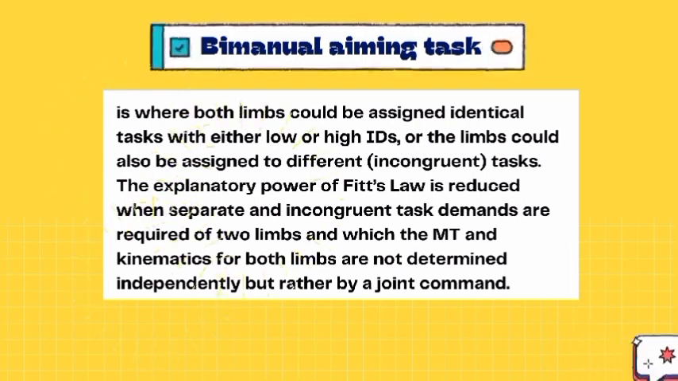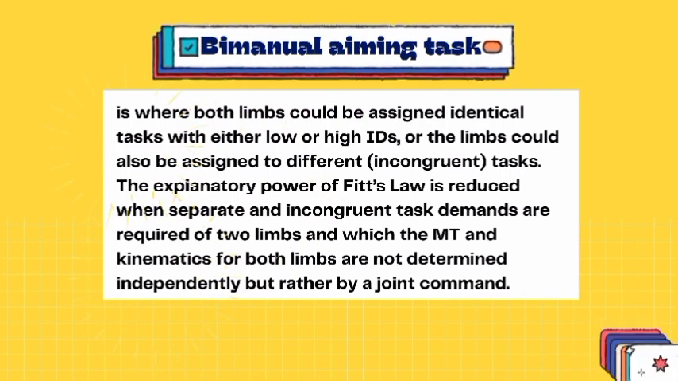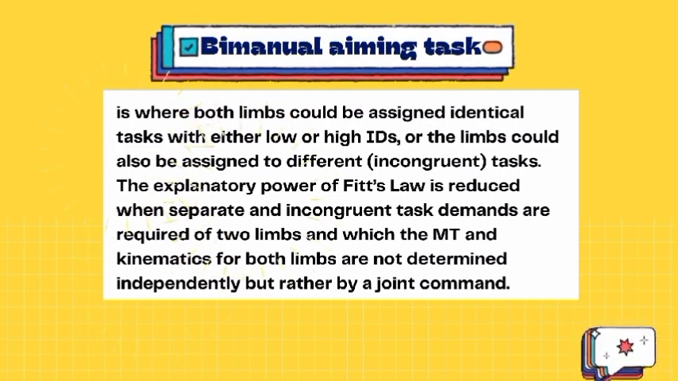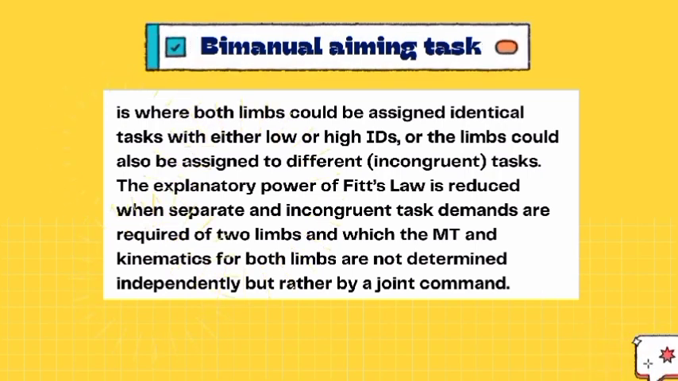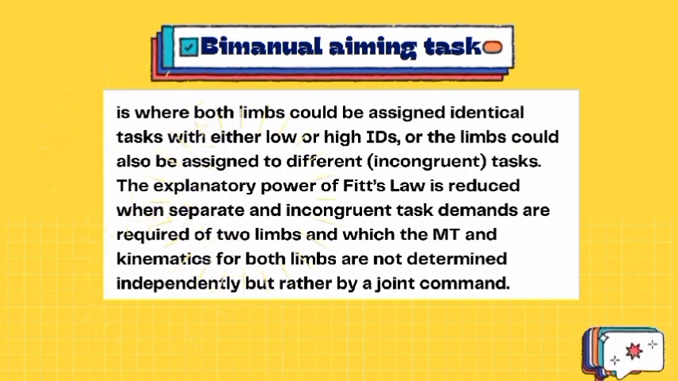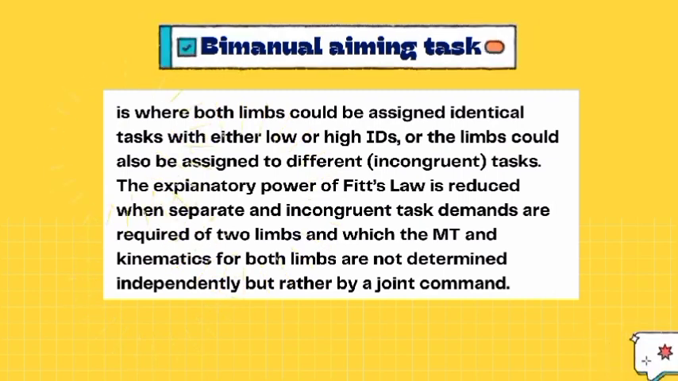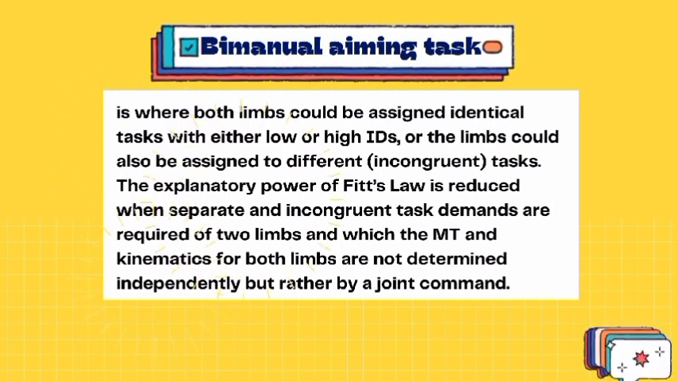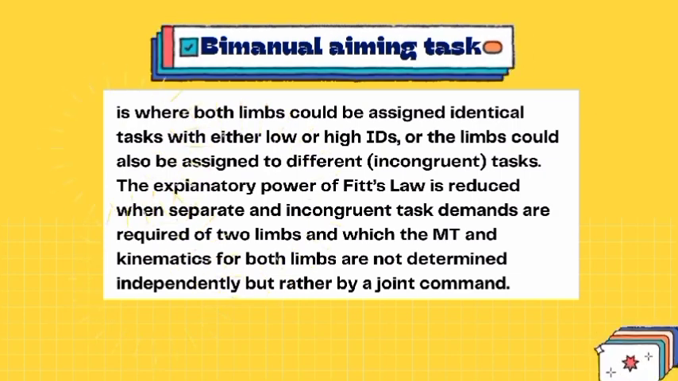Next, what is the bimanual aiming task? Bimanual Fitts task is where both limbs could be assigned identical tasks with either low or high IDs, or the limbs could also be assigned a different, incongruent task. The explanatory power of Fitts' law is reduced when separate and incongruent task demands are required of two limbs, in which the movement time and kinematics for both limbs are not determined independently but rather by a joint command. It was designed to replicate and extend to an integrated feedback condition the pattern of movement time.